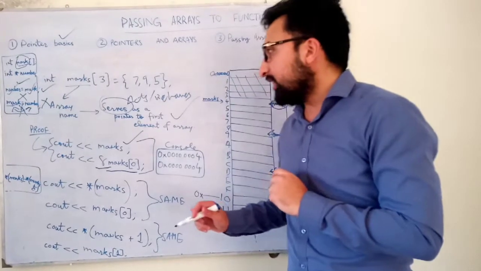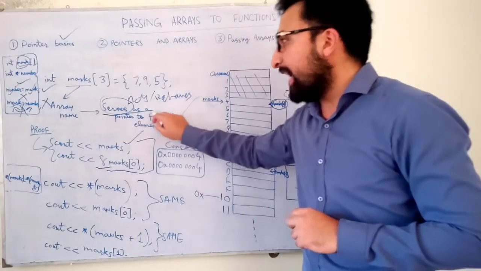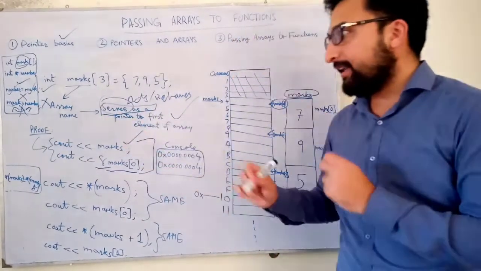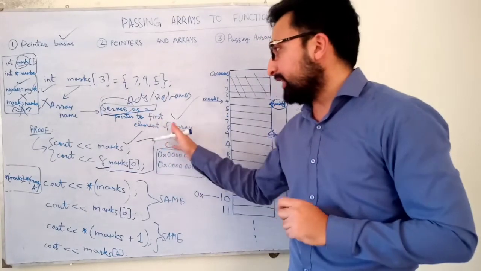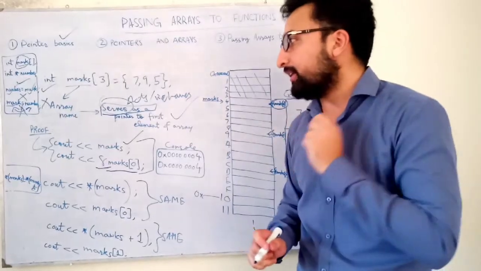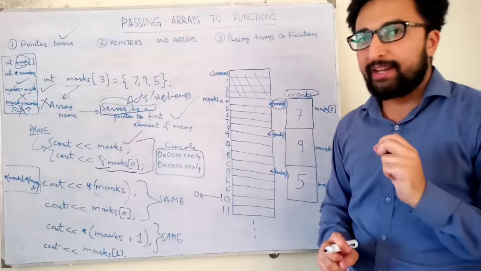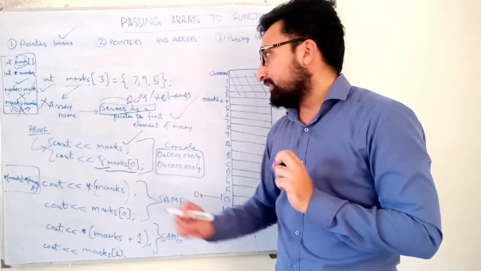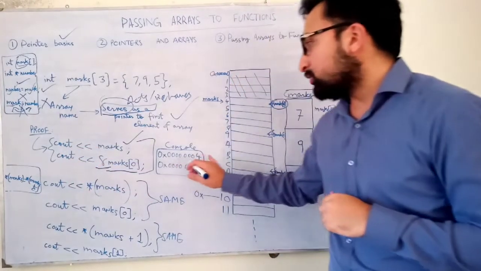So that is the reason why we have written "serves as a pointer." An array name is not a pointer to the first element of an array in all its aspects. However, it serves as a pointer to the first element of the array in a lot of its aspects. That is the proof that we saw here.